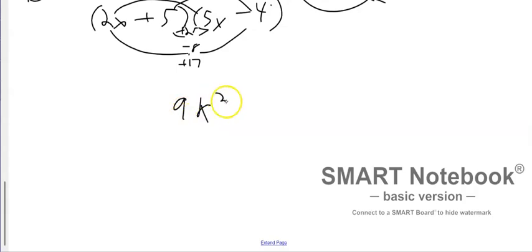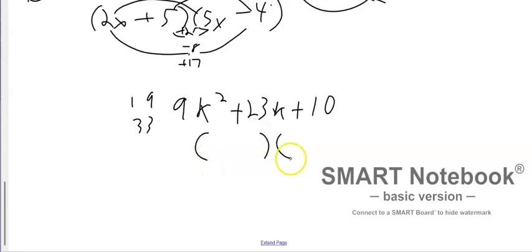9k squared plus 23k plus 10. So this time they're going to add up to 23. So again here, 1 times 9 and 3 times 3. Not a lot of possibilities. Not a big deal. Here, 1 times 10, 2 times 5. So I'm going to go with 3x and 3x to start with. It may not be the right thing, but I'm going to go with it. And I'm going to check 2 and 5.